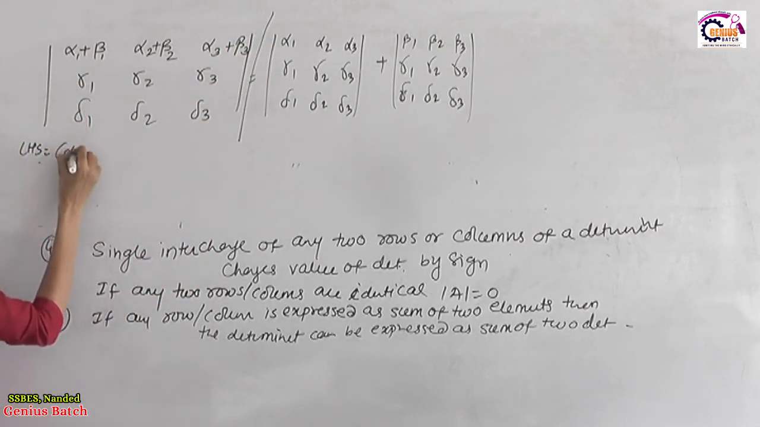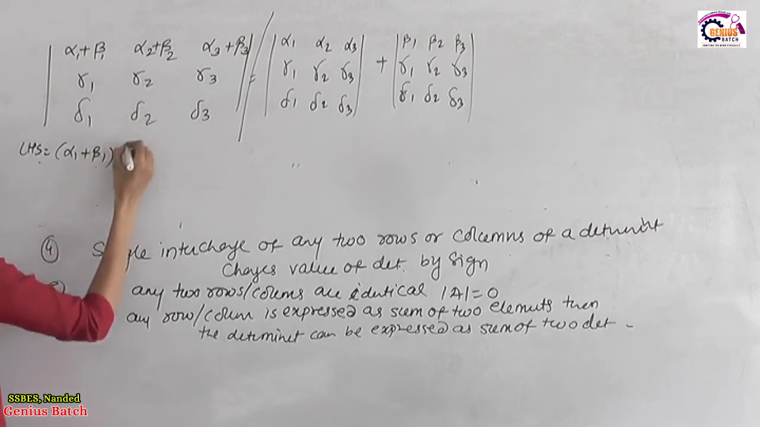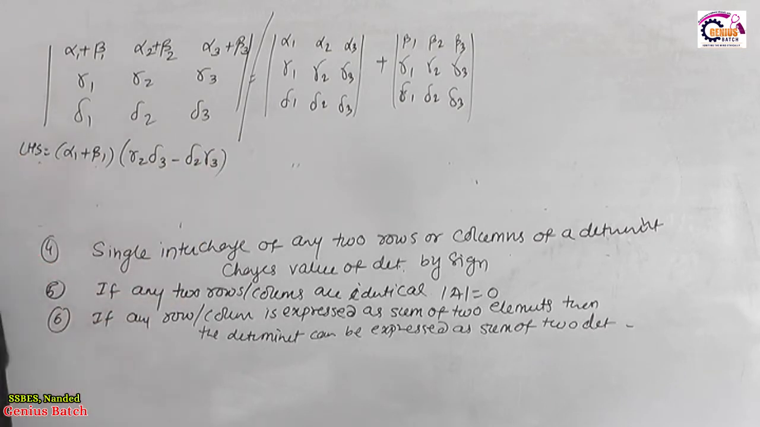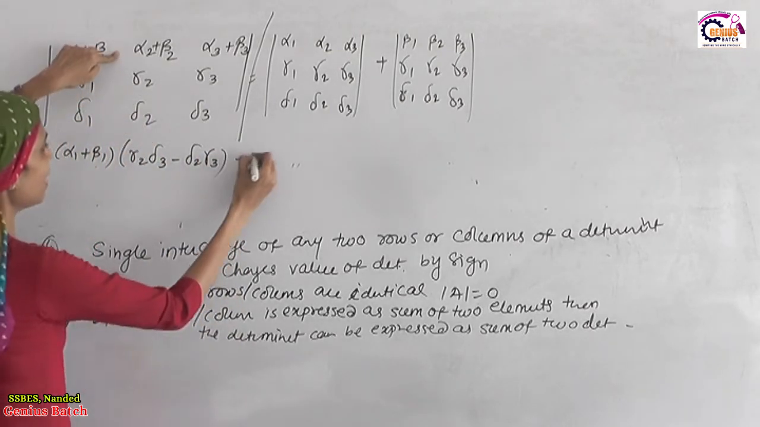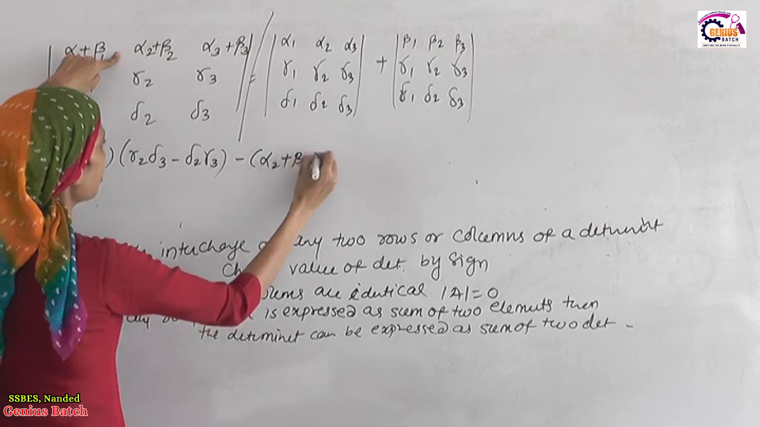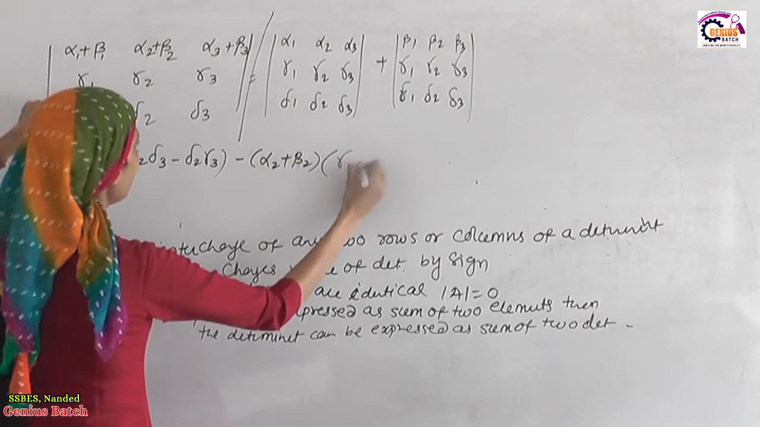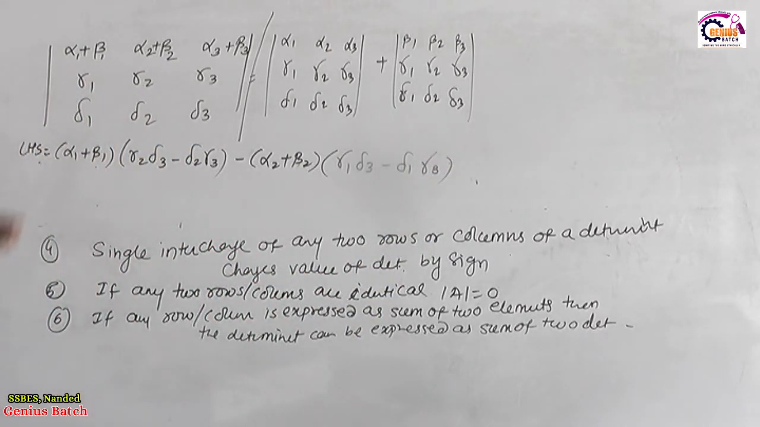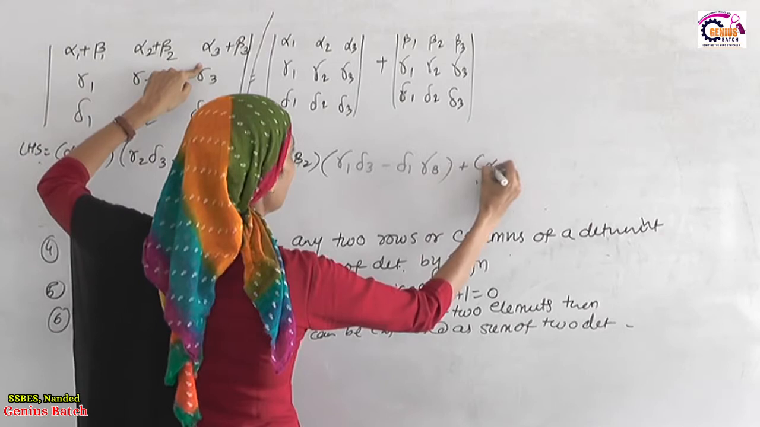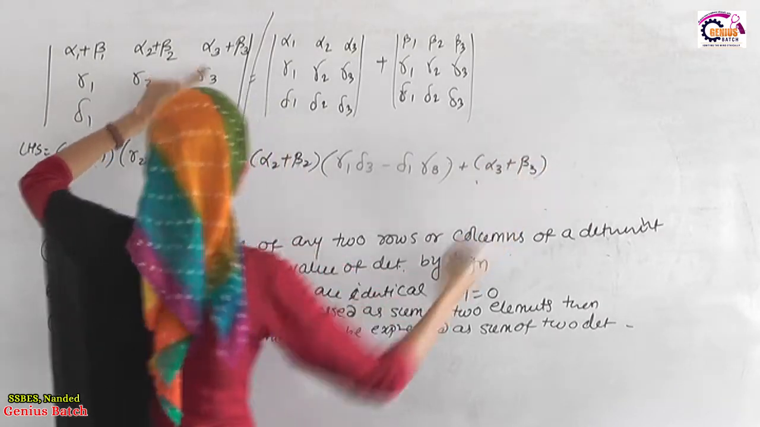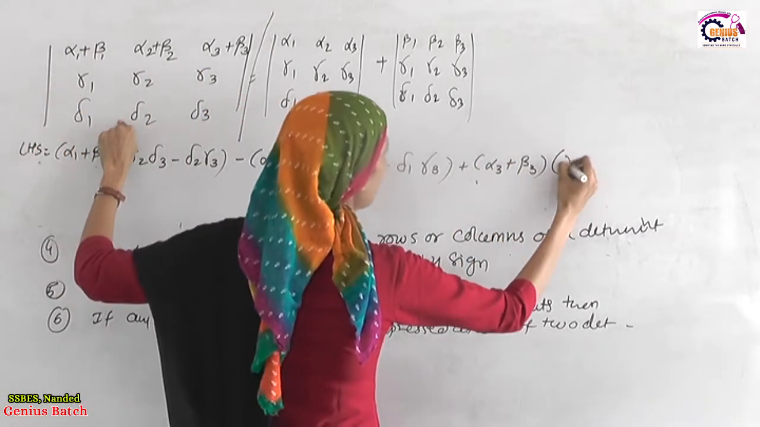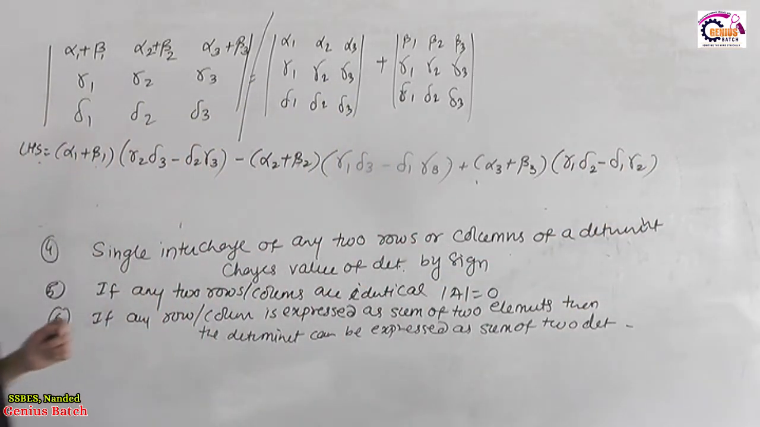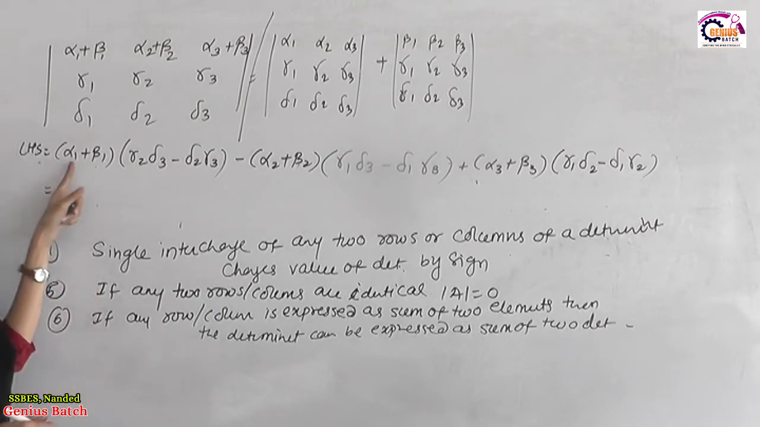So alpha 1 plus beta 1 into gamma 2 delta 3 minus delta 2 gamma 3, right? Product of this. Then minus alpha 2 plus beta 2 into gamma 1 delta 3 minus delta 1 gamma 3, right? Then plus alpha 3 plus beta 3 into gamma 1 delta 2 minus delta 1 gamma 2. Now I can write this as, पहा हा ब्रॅकेट मी सॉल्व करू शकते.